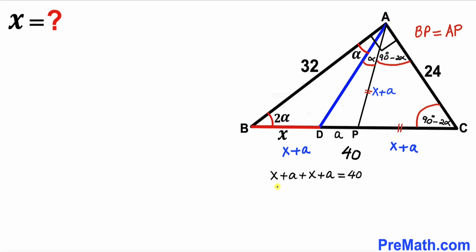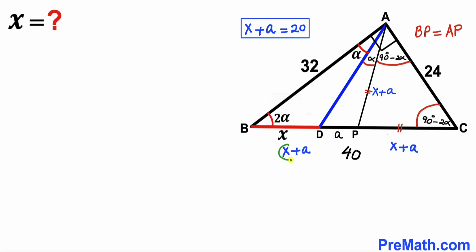Let's combine the like terms on the left hand side. So this is going to give us 2x plus 2a equals 40. Let's divide across the board by 2. Each and every term I'm going to divide by 2. So we can see that x plus a length turns out to be 20 units. This x plus a value is 20, and likewise this x plus a value is 20 units as well.